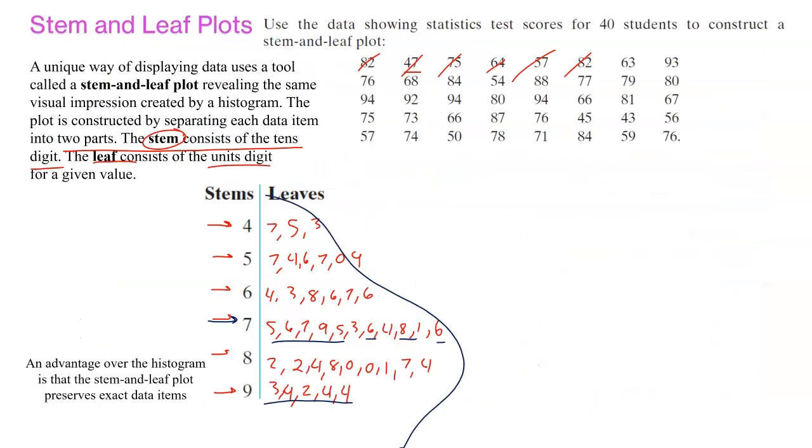If we do a stem and leaf plot, it takes a little longer, but it preserves that individual data information. And again, it just depends on what we need and what's going to be most useful for us.